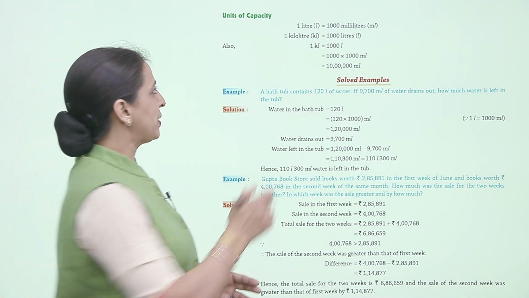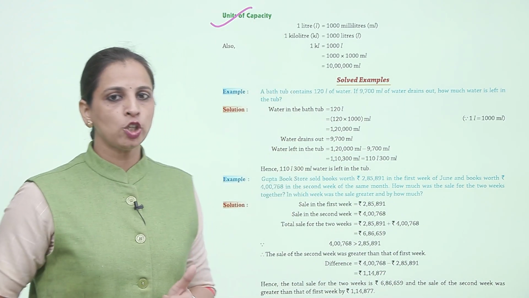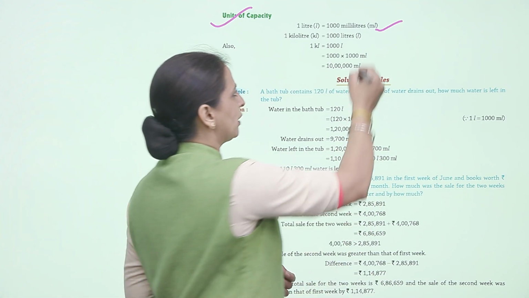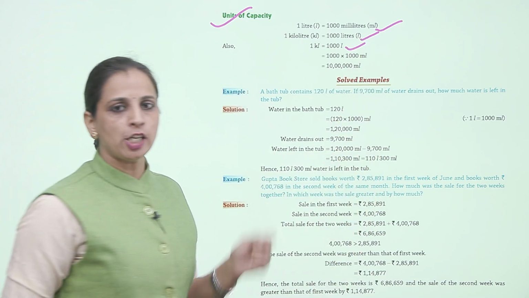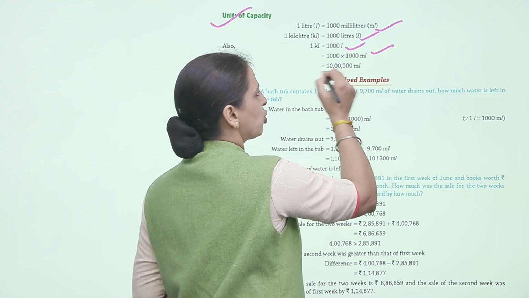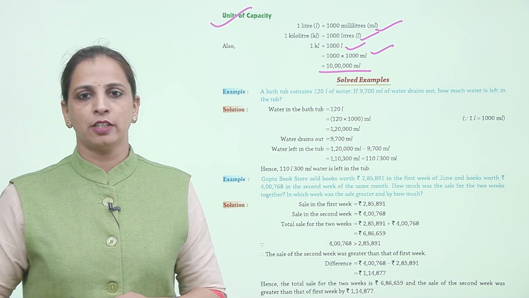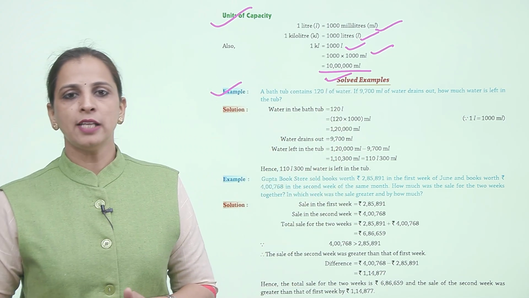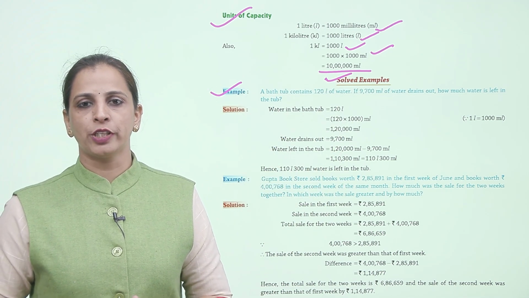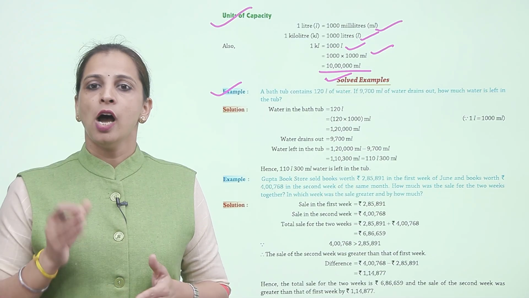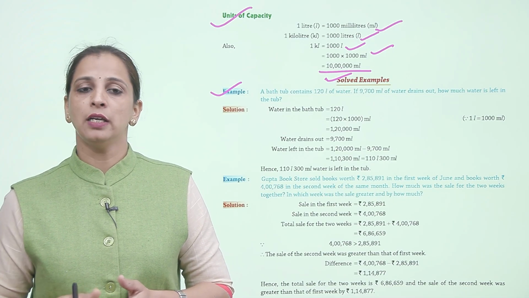Now, units of capacity. 1 liter is equals to 1000 milliliter and 1 kiloliter is equals to 1000 liter. So, 1 kiloliter is equals to 1000 liter and 1000 multiplied by 1000 milliliter is equals to 10 lakh milliliter. Solved examples. Example करते हैं. A bathtub contains 120 liters of water. If 9700 milliliter of water drains out, how much water is left in the tub?